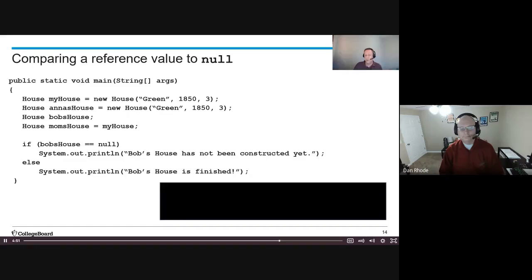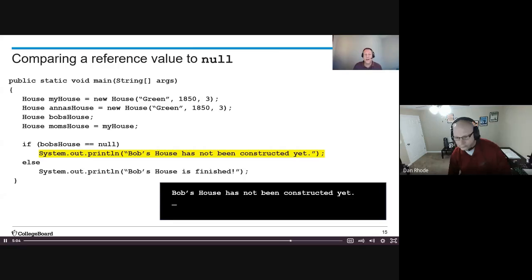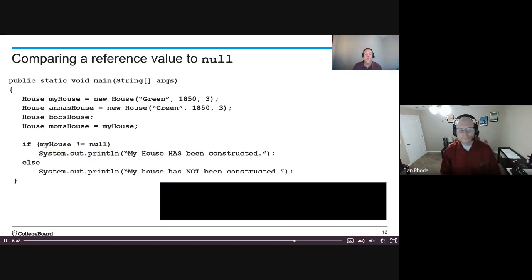Let's talk about null. So I can use the double equal sign to check for null. So in this case, Bob's house. If Bob's house is equal to null, which it is because we never constructed it, we never said equals new house, this is going to print out Bob's house has not been constructed yet. It's still null. We could even check not equal to null to see if a house has been constructed.